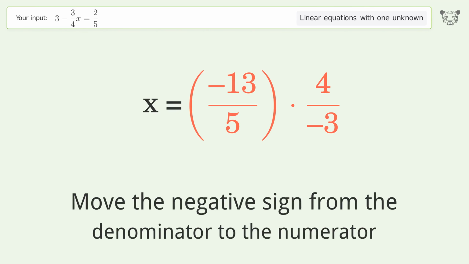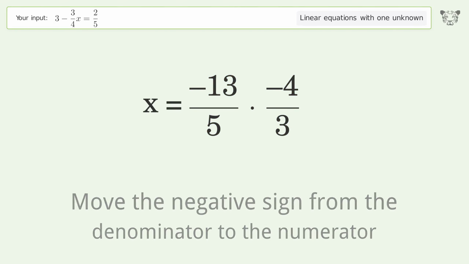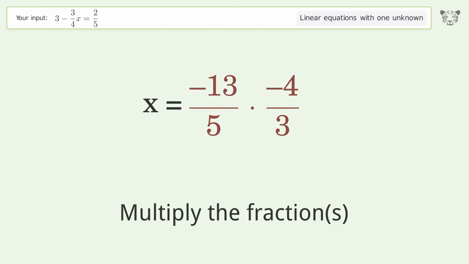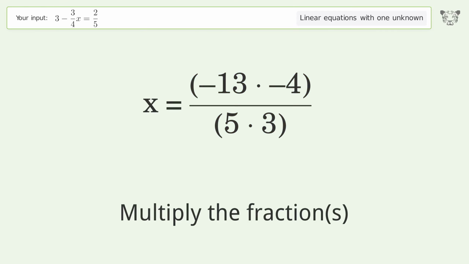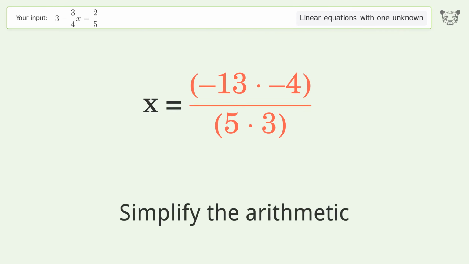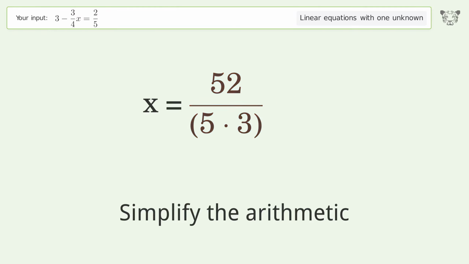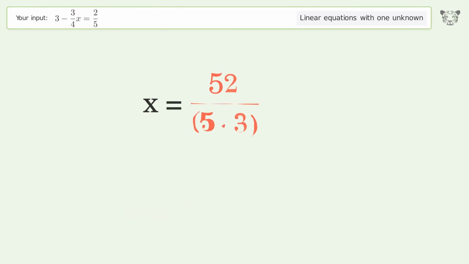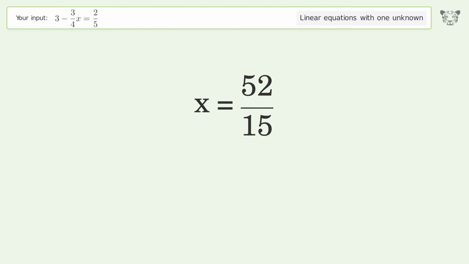Move the negative sign from the denominator to the numerator. Multiply the fractions. Simplify the arithmetic. And so the final result is x equals 52 over 15.